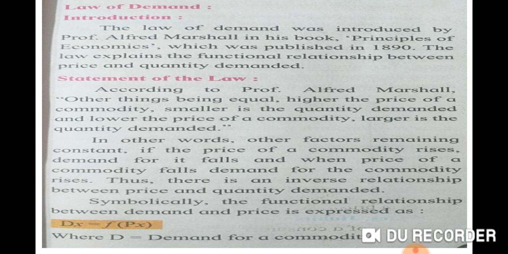If the price of a commodity rises, demand for it falls. And when the price of a commodity falls, demand for the commodity rises. So it depends upon the price of the commodity. When it decreases or falls, demand increases for that commodity. When it increases or rises, then demand for that commodity decreases. Thus, there is an inverse relationship between price and quantity demanded.